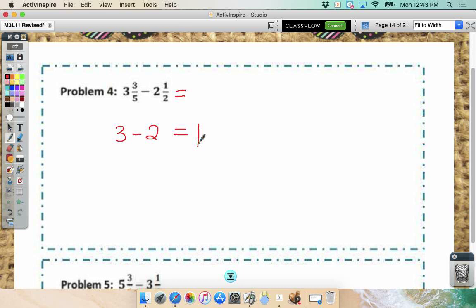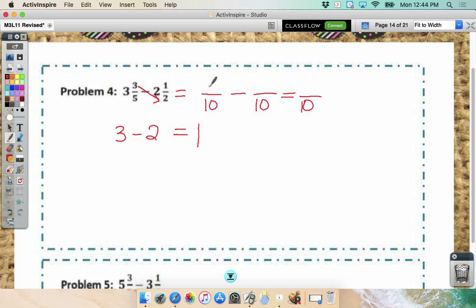I already know that 3/5 is more than a half. So now I'm going to find a common denominator for 5 and 2. 10. Okay, now, here's what I want to know. Are you able to just do your multiplying and ignore the whole numbers? Yes. So you don't have to rewrite it?